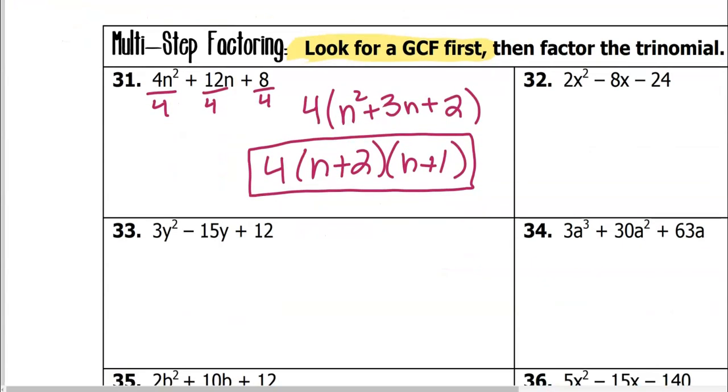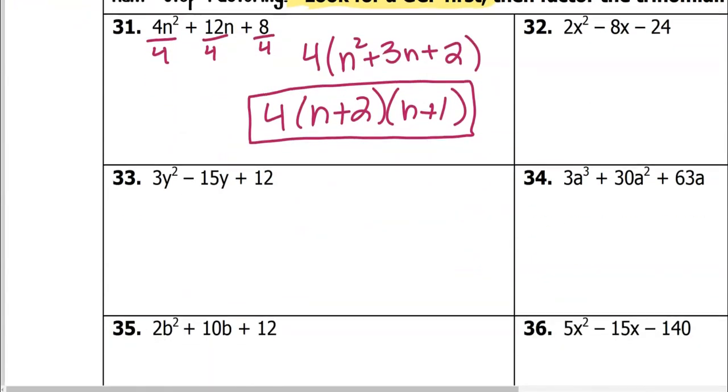All right? Do you want to try 33 or you want to do one more with me? You're trying it? Okay. Good. Go for it. Try number 33. So this bottom section, it does tell you there is a GCF. So there is something you can divide out.